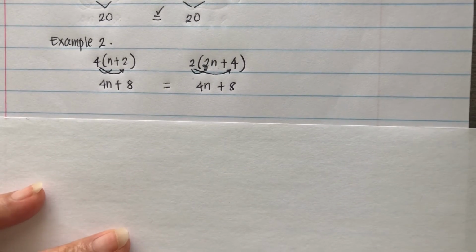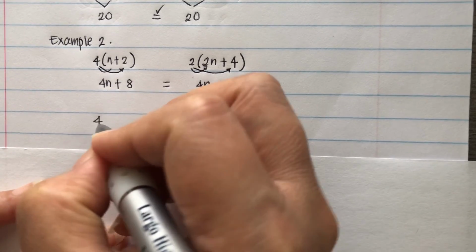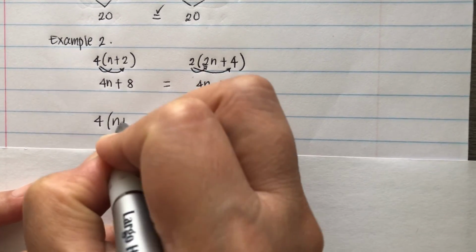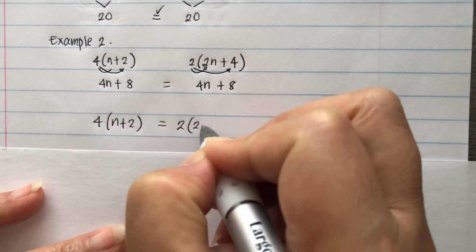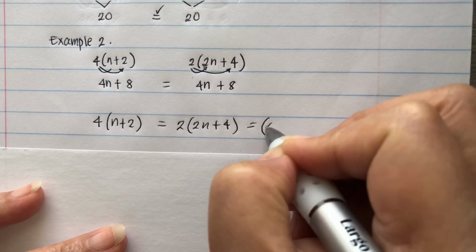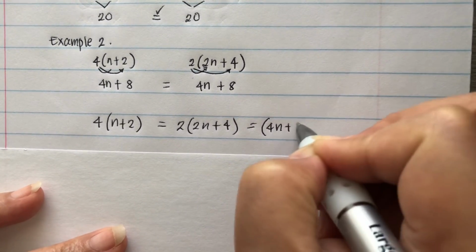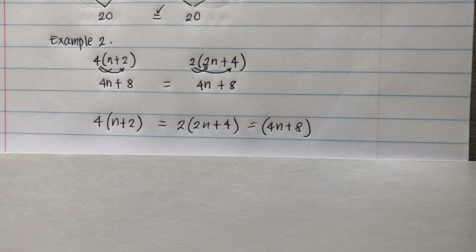So therefore, we can say that 4 times quantity n plus 2 is equivalent to 2 times quantity 2n plus 4, and also equivalent to 4n plus 8. And we can have more. We're just looking at an example here.